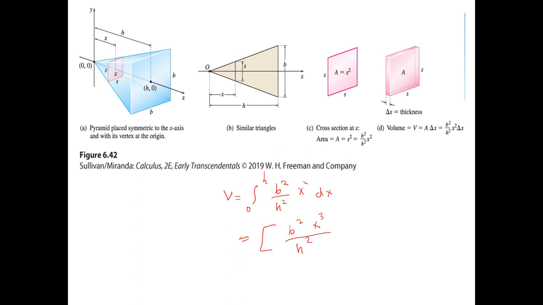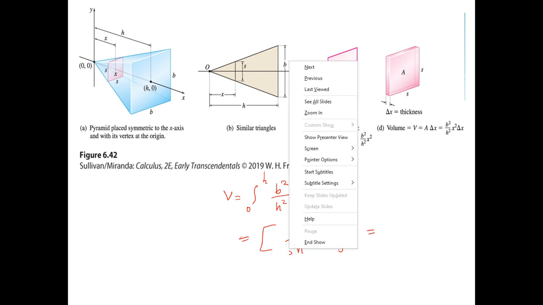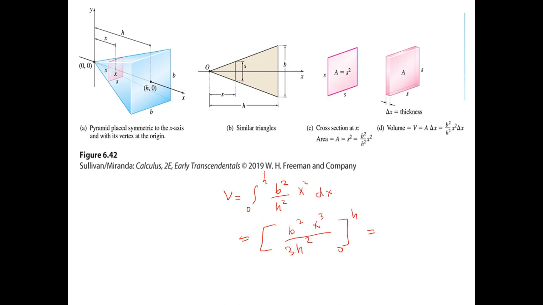x cubed over h squared, evaluated from 0 to h, times 2. And then we're going to get 1/3 b squared h. That is the final. So it's going to be 1/3 b squared h cubic units.